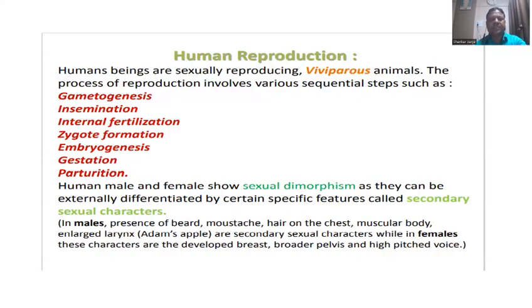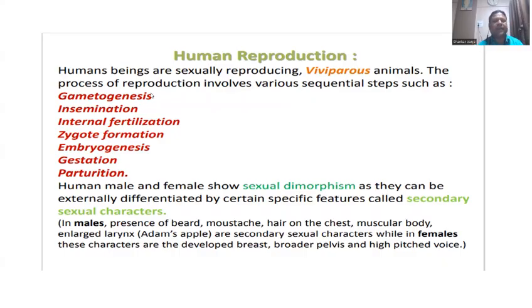Now we are going to discuss the topic human reproduction. Human beings are sexually reproducing organisms, also called viviparous. Those organisms giving birth to young ones are called viviparous organisms. The process of reproduction involves various sequential steps. These steps you have to look here.